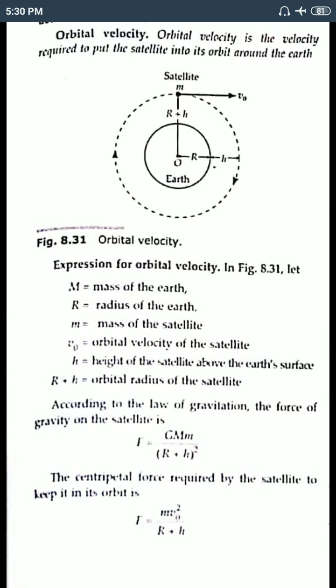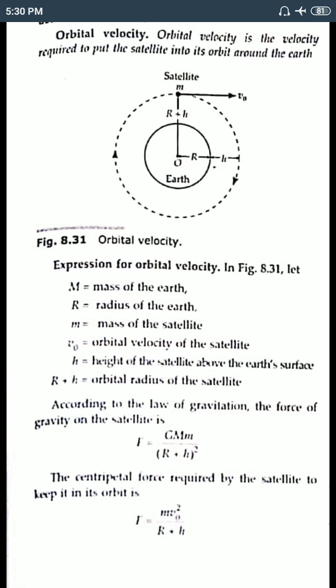How can we prove these things? Here you see in this diagram the earth, whose mass is capital M and radius is capital R. A small mass, small m, the mass of the satellite, revolves around the earth in a fixed orbit, at a distance h from the earth's surface. So from the center of the earth, its distance is R plus h.